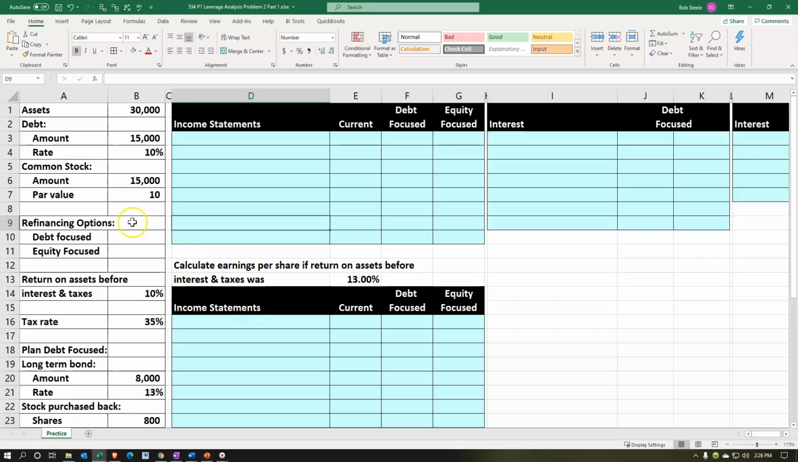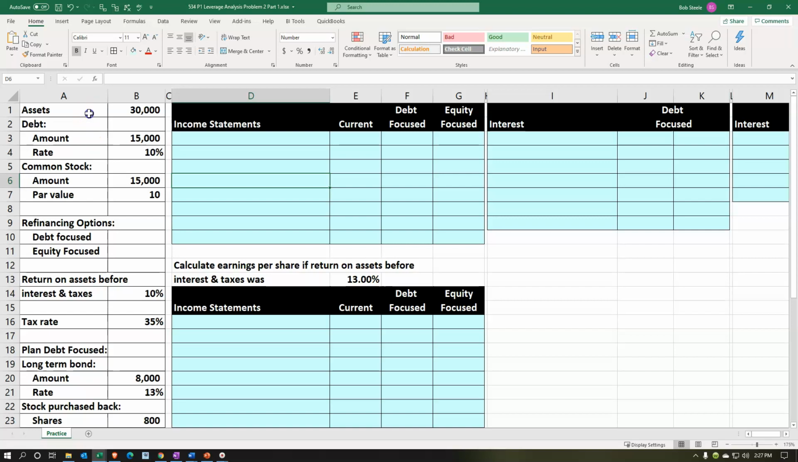Here we are in Excel. We have our information on the left-hand side. We're going to populate that into the blue area in our worksheet on the right-hand side. We're going to have a couple different scenarios: our starting point and then two different scenarios from that point, one debt-focused and one more equity-focused.